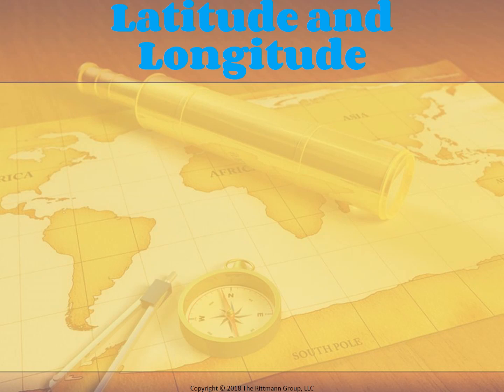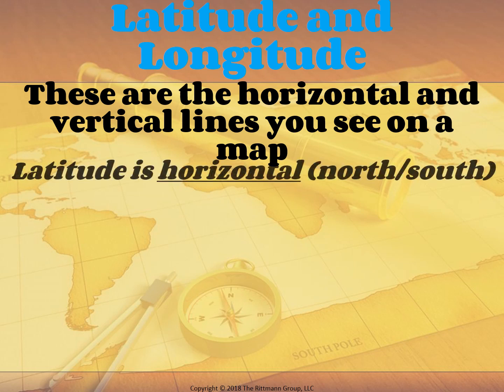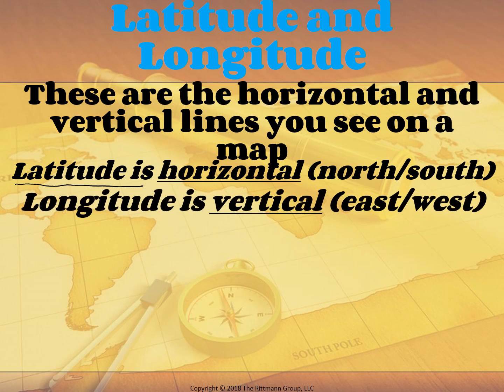Next, we have latitude and longitude. These are the horizontal and vertical lines you see on maps. They're imaginary in the real world, but on a map, they give us very specific locations. Latitude is horizontal, which means the lines run side to side. When I think latitude, I think of the word ladder, and a ladder has rungs that you climb which go side to side. They give you the north and south measurements. Longitude is vertical. The lines run up and down. They give us the east and west measurements.